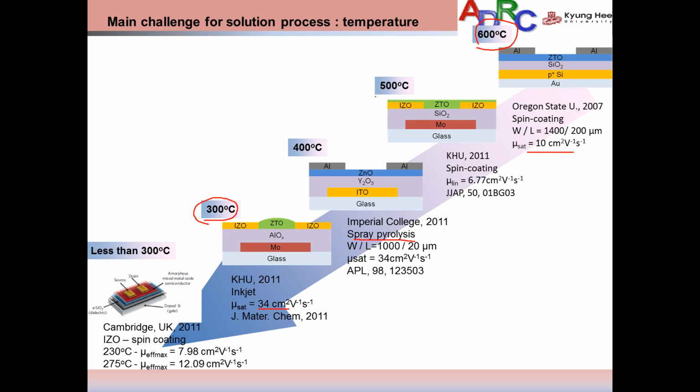And the main options these days, the new options that have been introduced to get very low annealing temperature, is by using different precursors or different annealing techniques. And this can lead to very low annealing temperature, as low as 230 degrees, and they can have mobilities of around 8 or 10. So the main issue is the temperature.